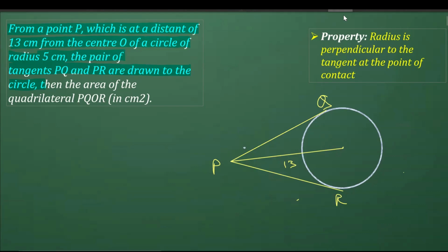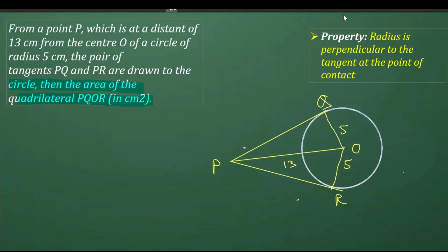Further, I can join the radius over here, and the radius is given as how much? 5 centimeter. So this is 5 here, the radius, and this is 5. Well, clearly O is the center of the circle. Now, what the question asks is to calculate the area, and the area here is for this quadrilateral PQOR, right? So we need to get the area of this quadrilateral.